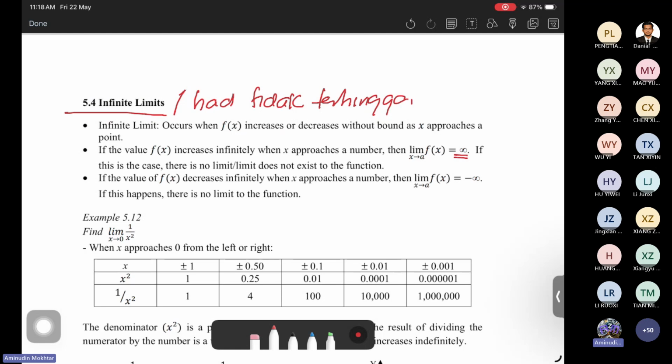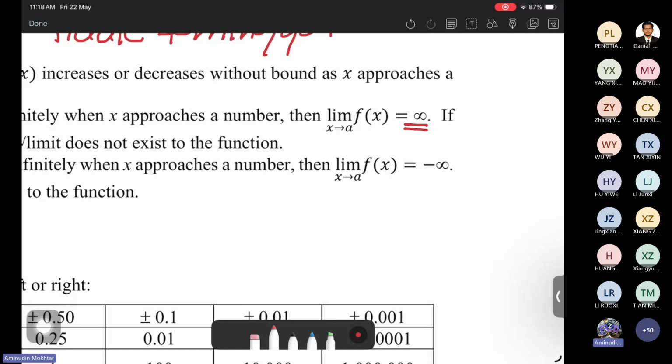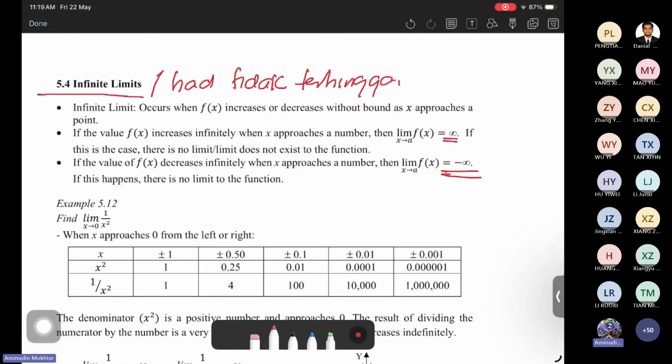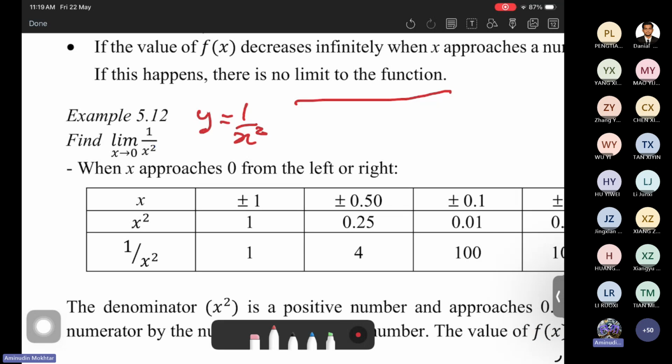Okay, the second situation is the value of f(x) decreases infinitely when x approaches the number. The limit of the function when x approaches a is equal to negative infinity. Also in this case, we can conclude that there is no limit to the function. For example, let's say we have this function y equal to 1 over x squared. Now we need to find the limit of the function when x approaches 0.